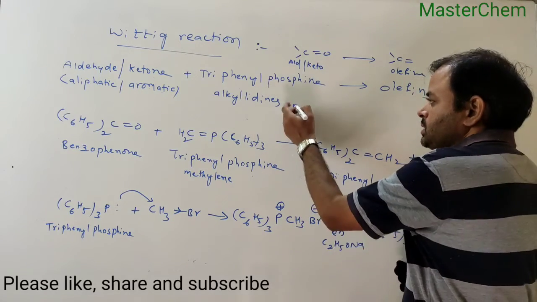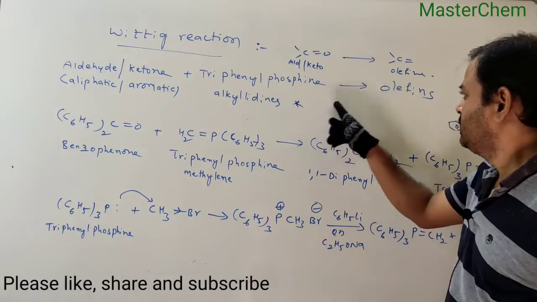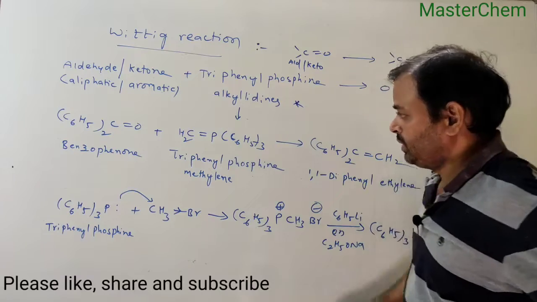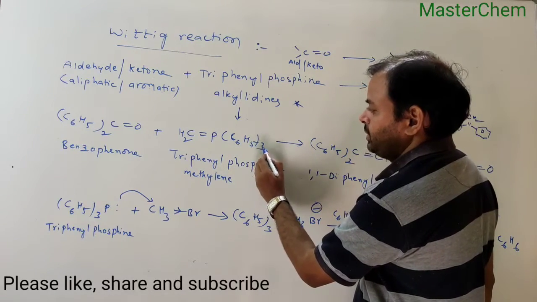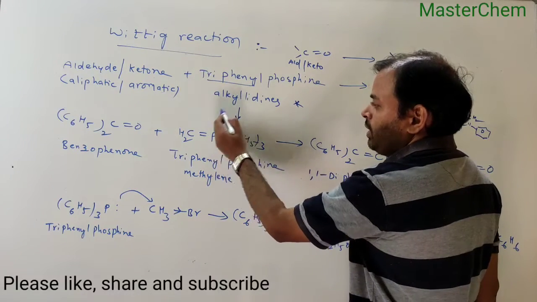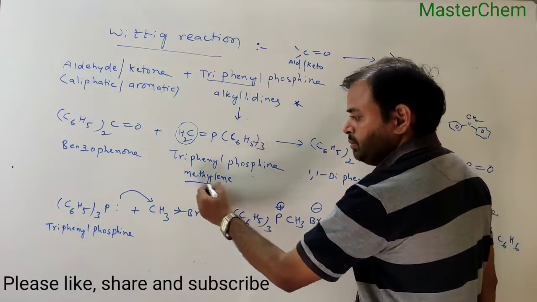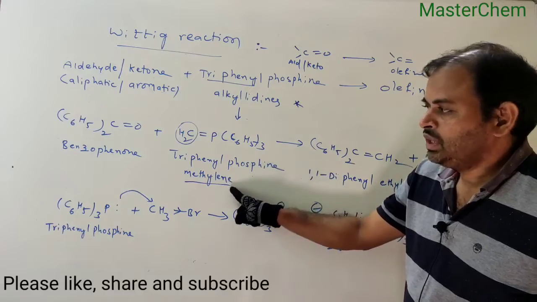This is important here. Triphenyl phosphine alkylidenes give alkenes. So what are triphenyl phosphine alkylidenes? This is triphenyl, C6H5 taken thrice, and then phosphine alkylidene. Here it is only a single carbon, that's why it is methylene. So, triphenyl phosphine methylene.